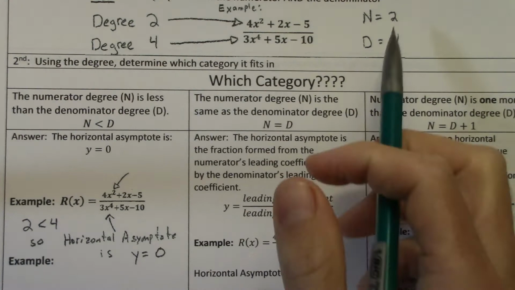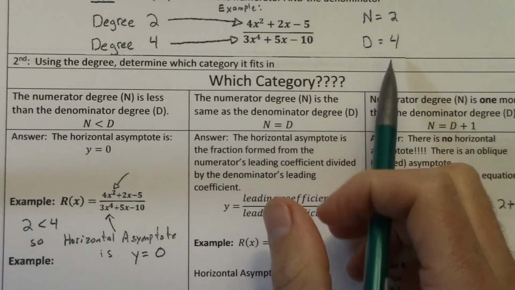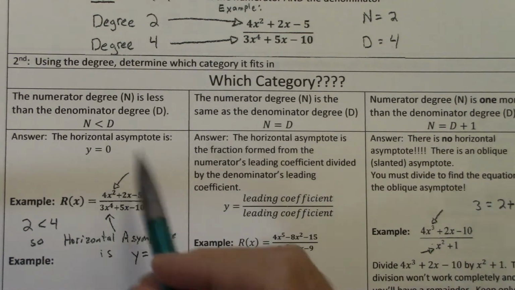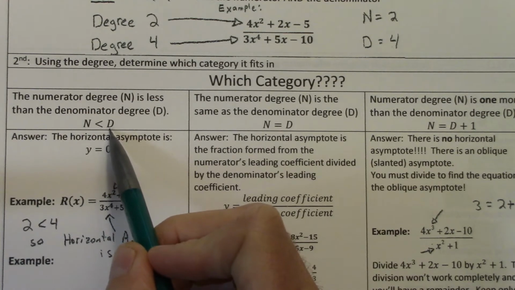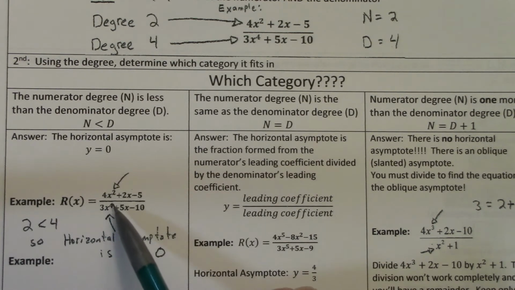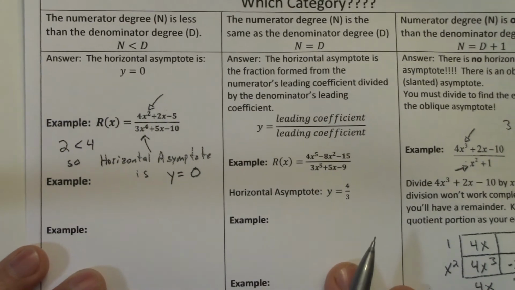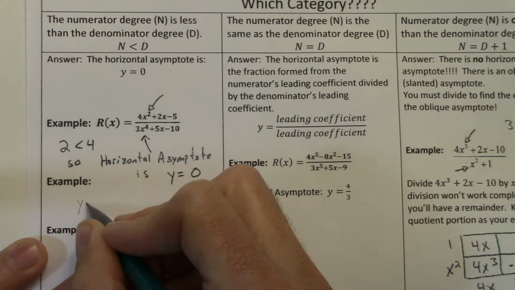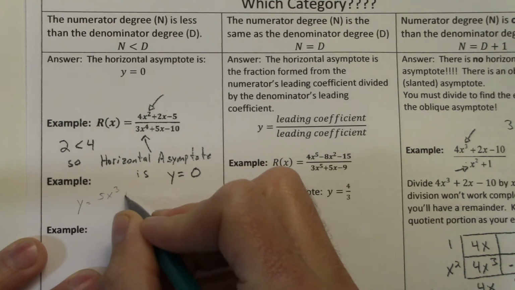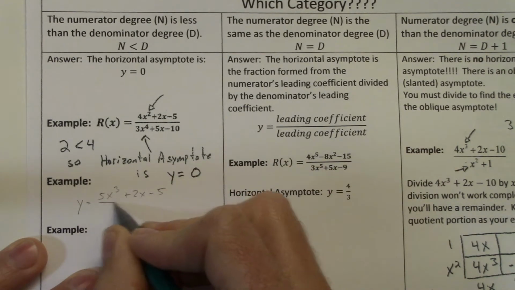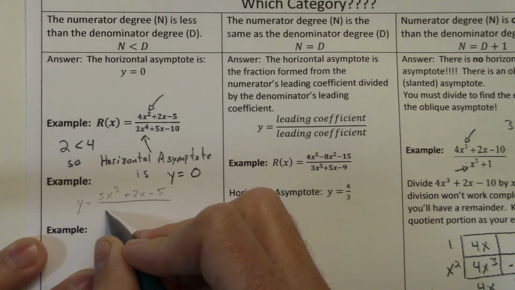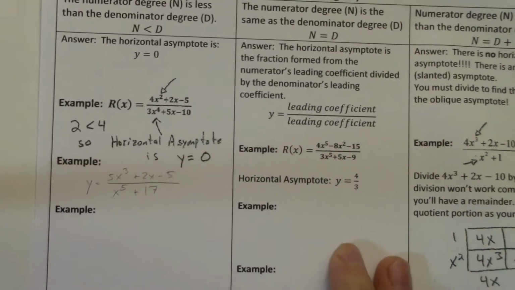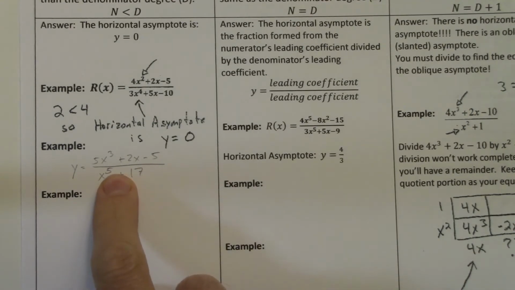Either the degrees are going to be the same or they're going to be different. But really, when they're different, we compare. Is it less or more? So when the numerator's degree is less than the denominator's degree, as in this example and the one we just looked at, the horizontal asymptote is y equals 0. So it's right along the x-axis. If you had y equals 5x to the third plus 2x minus 5 all over anything that has a bigger degree, like x to the fifth plus 17, I'm just making up examples here, this would also have a horizontal asymptote at y equals 0.